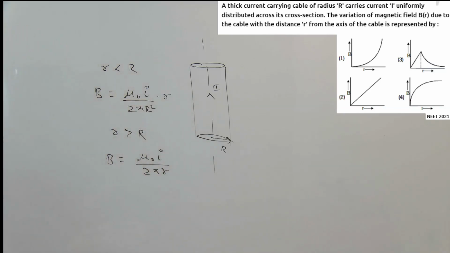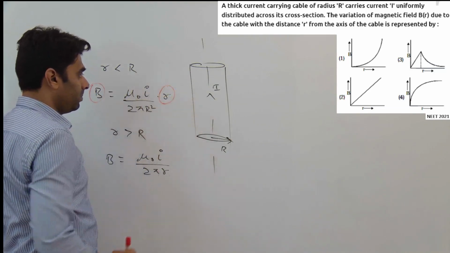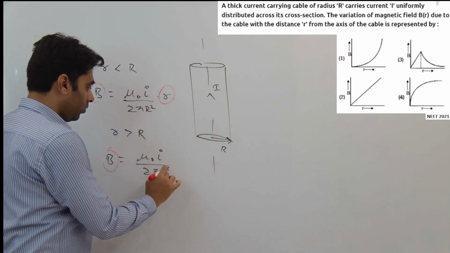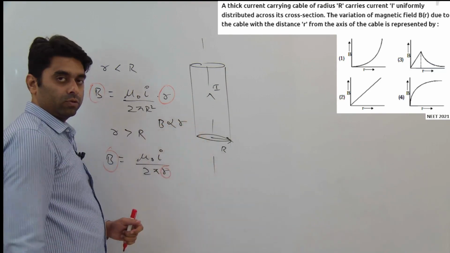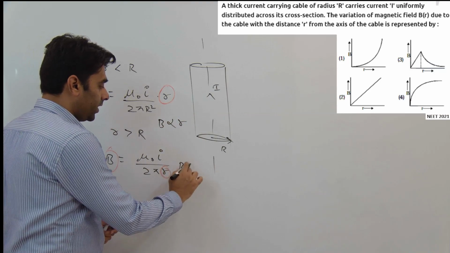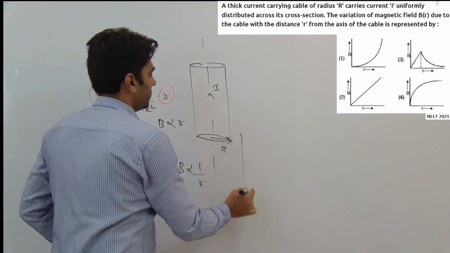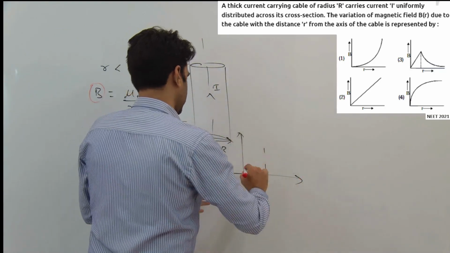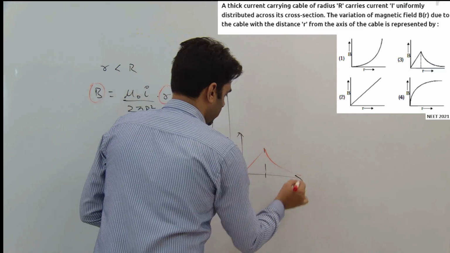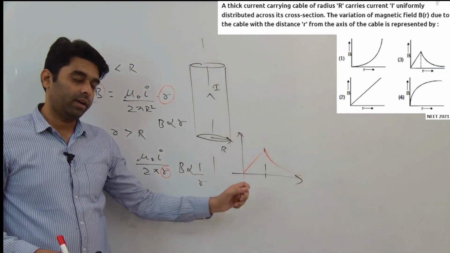Now you take a look over here. If you see carefully, we have to draw the graph between B and r, right? So for inside points, B is directly proportional to small r, and for outside points, B is inversely proportional to small r. If we draw the graph, it will come out something like this. This type of graph. Now you check which option it is. Option number 2 is our correct answer, right?